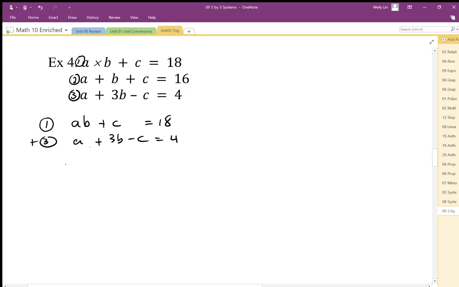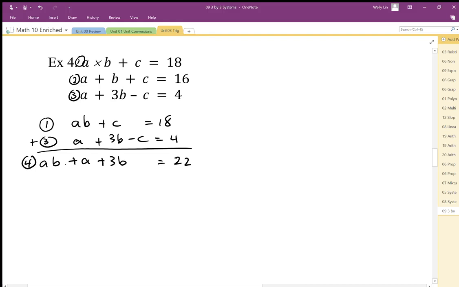When I add these together, you just have to be very careful with the like terms and being able to combine like terms. So I'm going to end up with AB. I can't combine that with A, so I have minus A minus 3B, and then the C's, so it's going to be plus, so plus A plus 3B. The C's cancel out, and that's equal to 18 plus 4, which is 22. So there's my equation. I've eliminated one variable, so I'm going to label that equation 4.